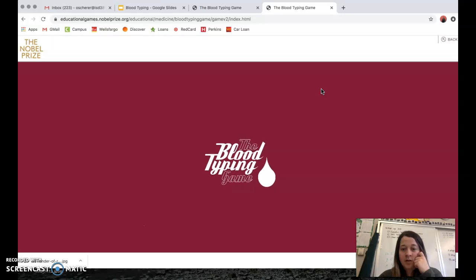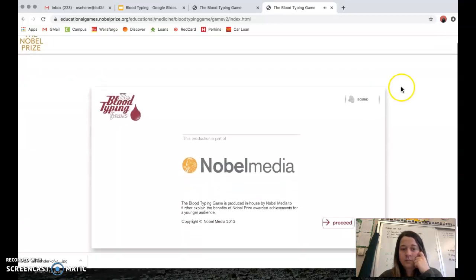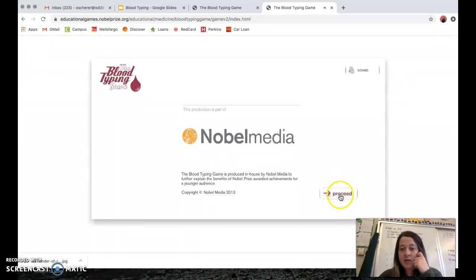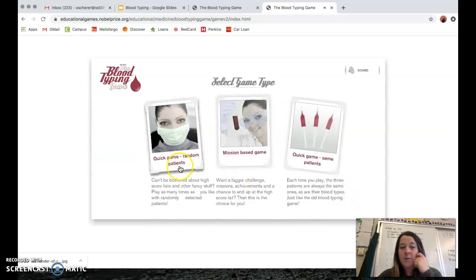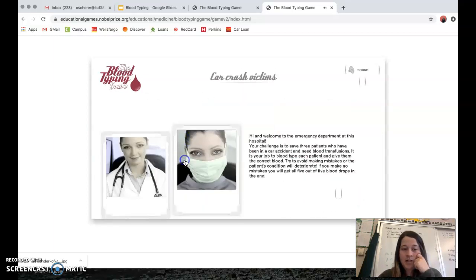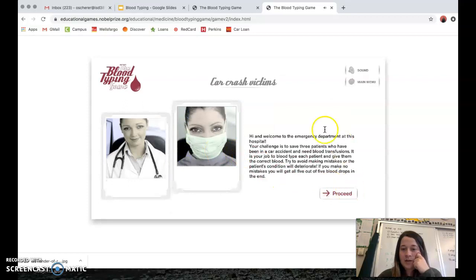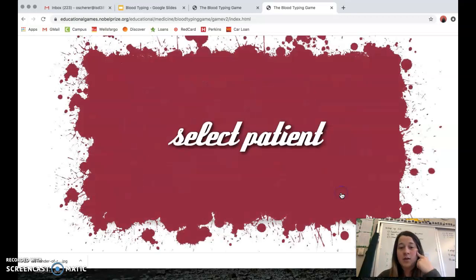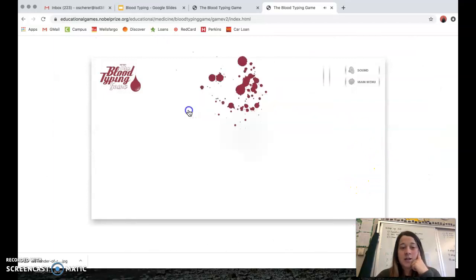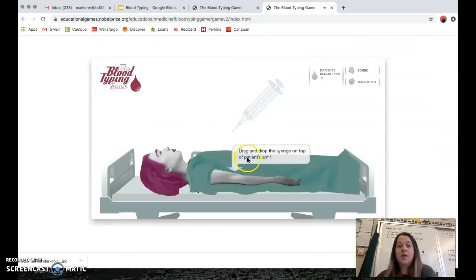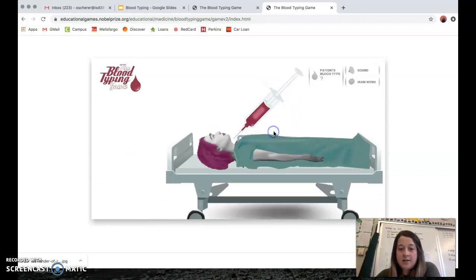All right, I'm going to let it load. I'm going to hit proceed right here. And then we can just do a quick game with random patients. You can read through this if you'd like. Basically it just tells you that it's your job to determine which blood type a person has and then give them the correct transfusion. So we're going to hit proceed, click on a patient. Now, it says drag and drop the syringe on the patient's arm. So we're going to drag this.